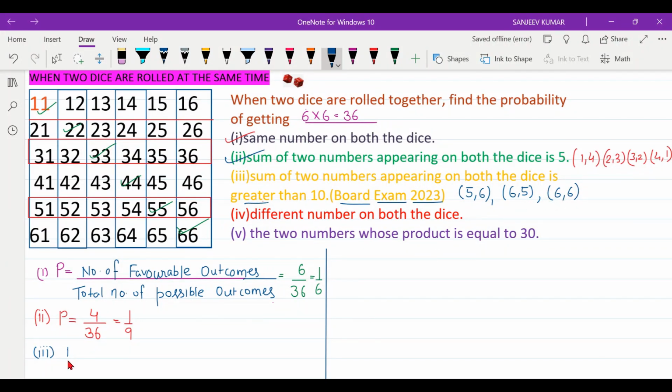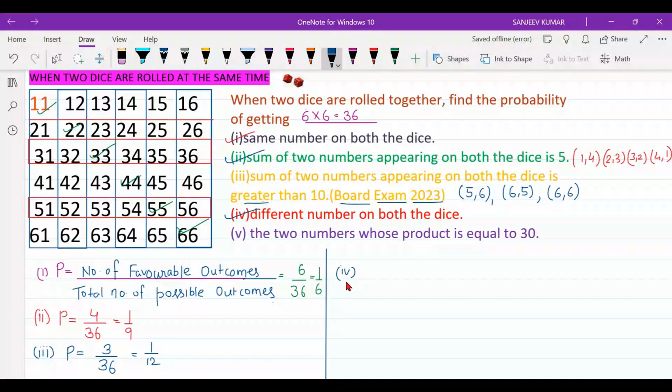So in this case, question number 3, the probability will be the number of favorable outcomes. The favorable outcomes will be 3 only here, you can see. So it is 3 divided by the number of possible outcomes. The total number of possible outcomes will always remain the same, 36. So 3 by 36 will give you 1 by 12.